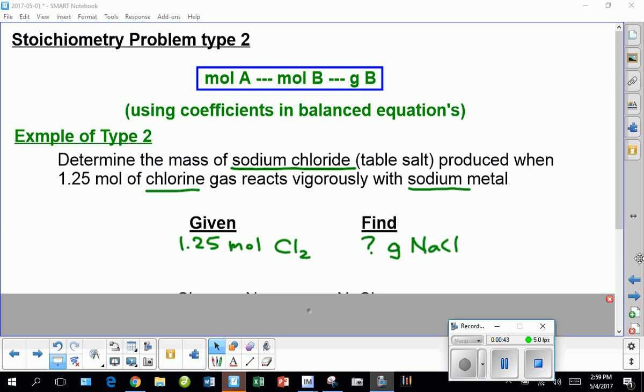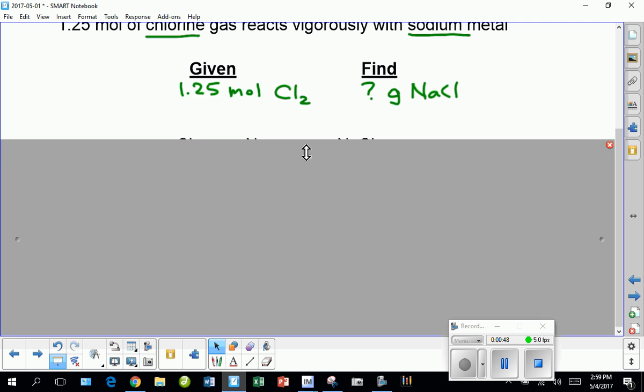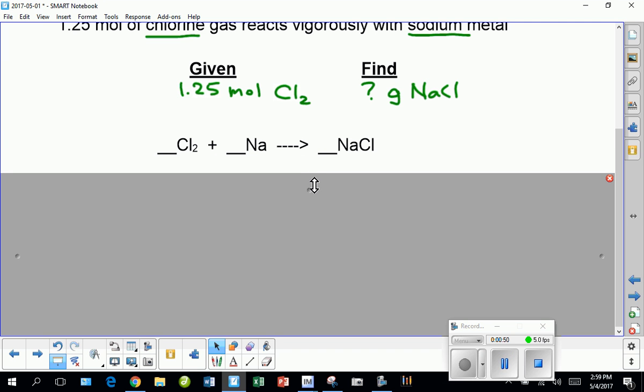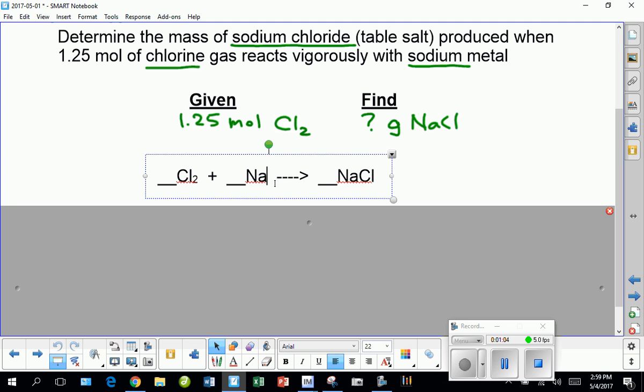Okay. As we do this one, we're going to do pretty much what we did before. We have to have an equation. And because they're talking about produced wind, chlorine reacts with sodium. Sodium will be a solid. We'll put an S there. And that means there's not going to be any subscript. Instead of subscript, we're just going to put the S down there.